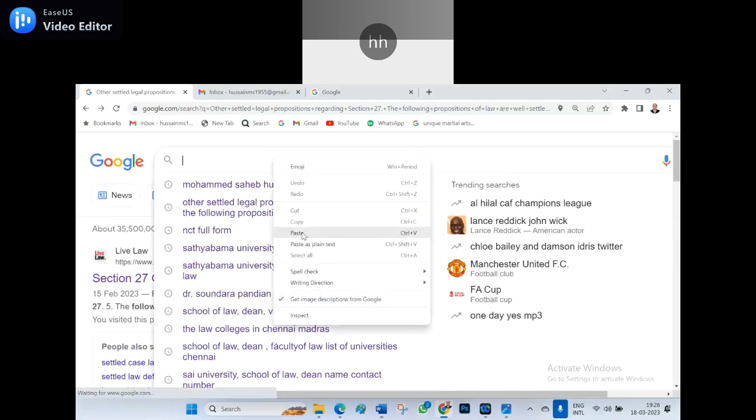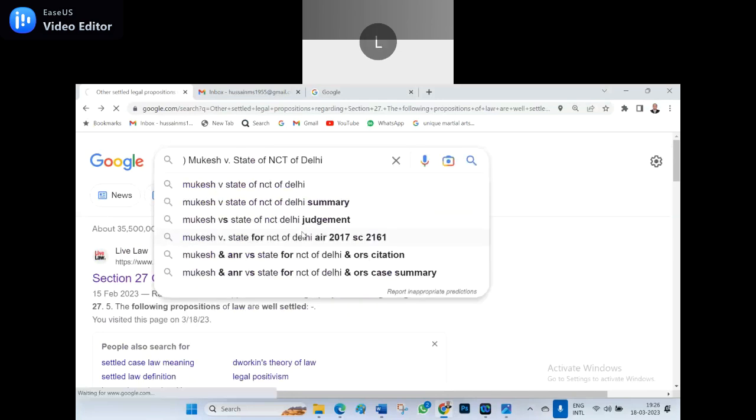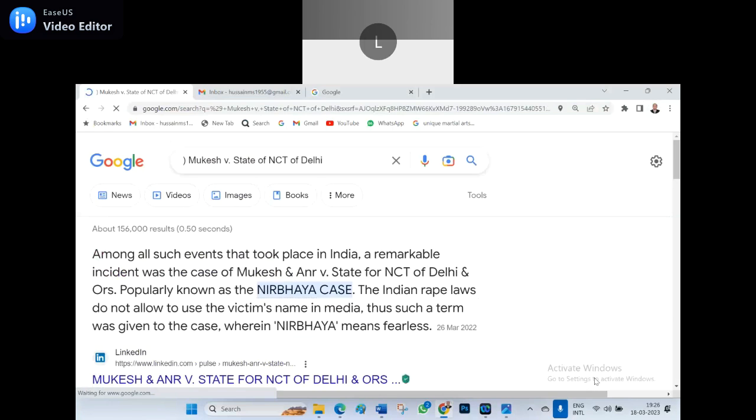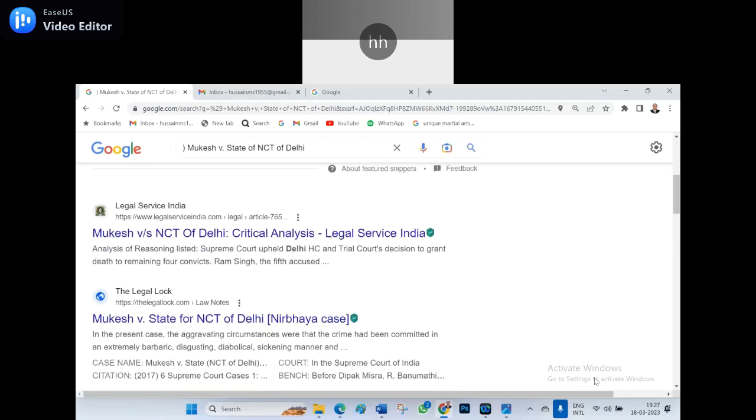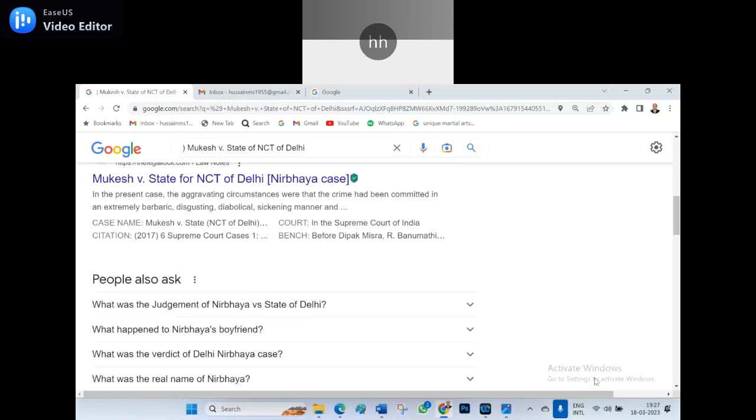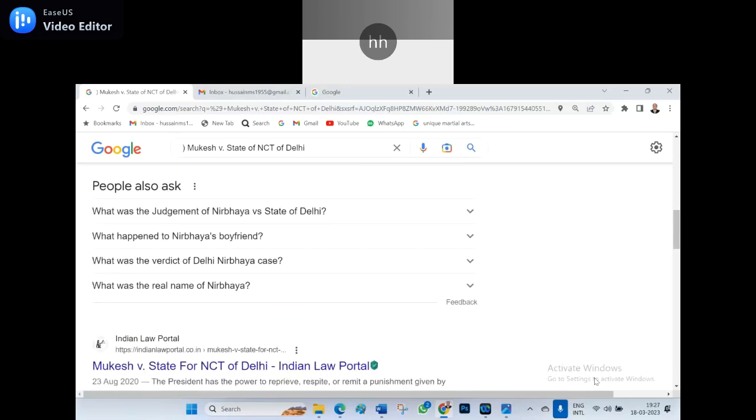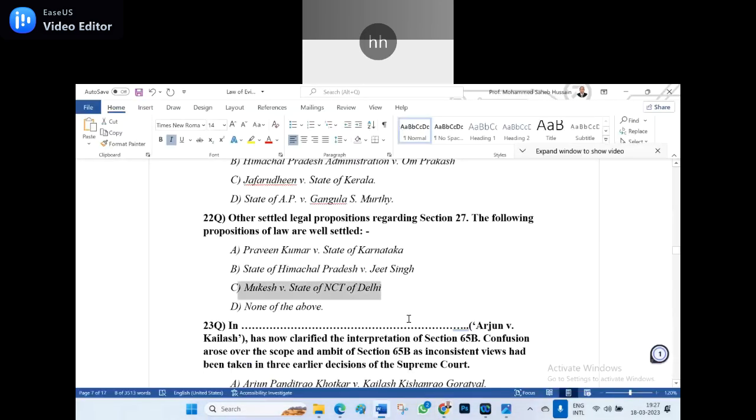Option 22, let me check it. Among such events that took place in India, a remarkable incident was the case of Mukesh and the city of Delhi, popularly known as the Nirbhaya case. The Indian rape laws don't allow use of the victim's name in the media. No, this is a different one. So this is the case law.